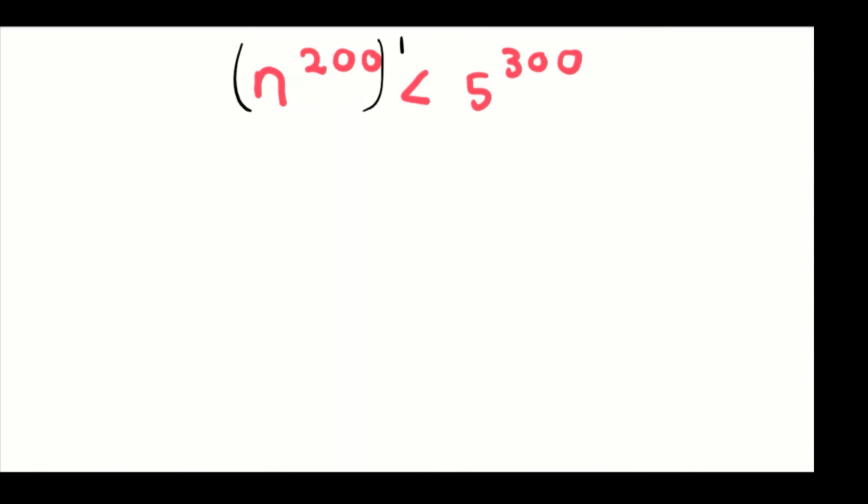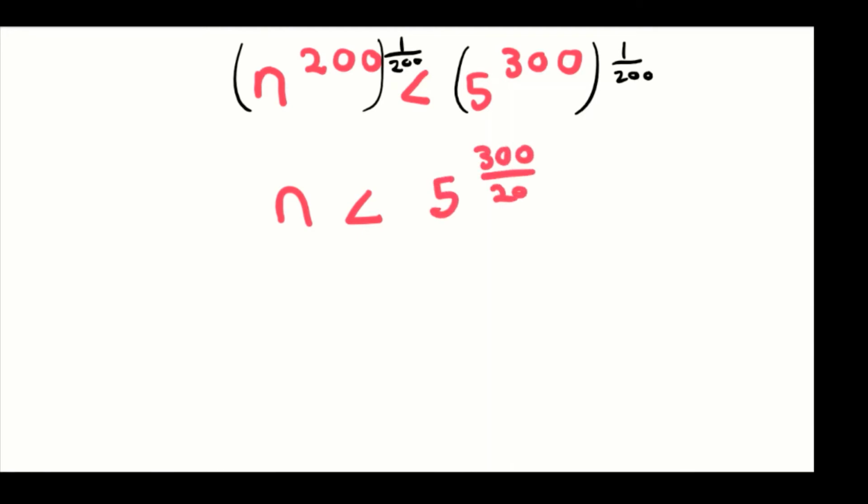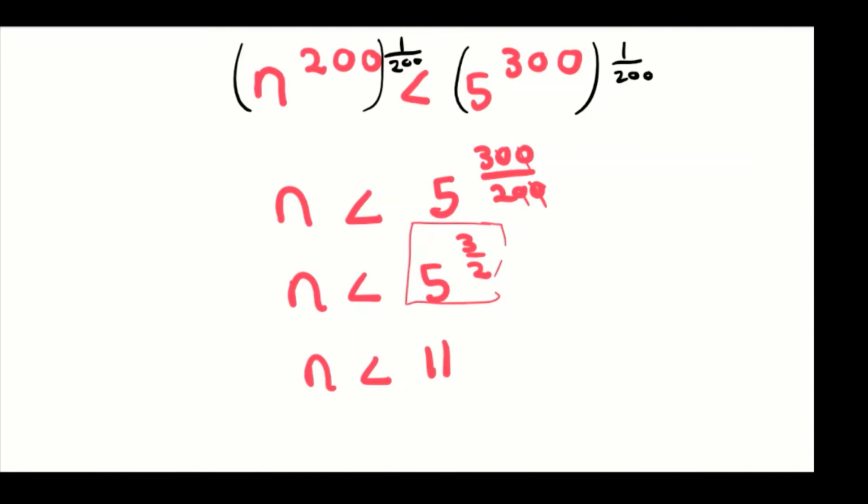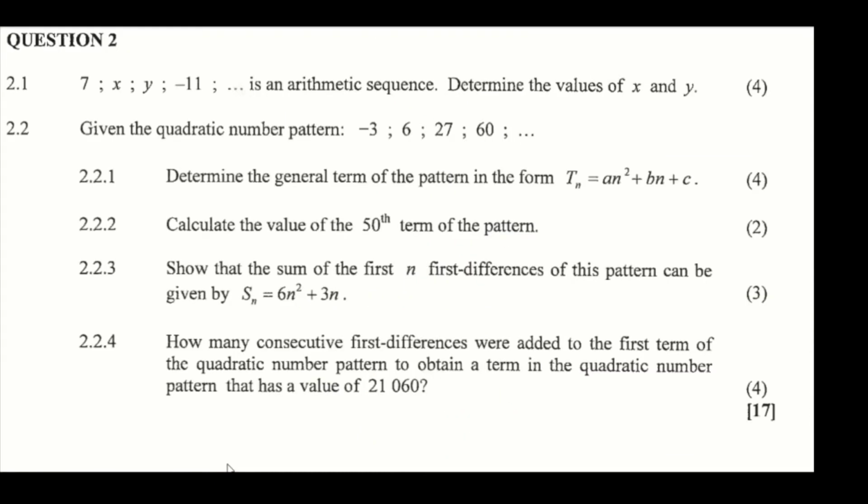So we're going to multiply by 1 over 200 on both sides, right? And then we'll remain with n being less than 5 to the power of 300 divided by 200, right? So n being less than, these zeros go away, we have 5 to the power of 3 over 2, right? And you can put this in your calculator and you will have n being less than 11.18, right? So we can conclude and say n is actually equal to 11. So now we're going to do question 2.